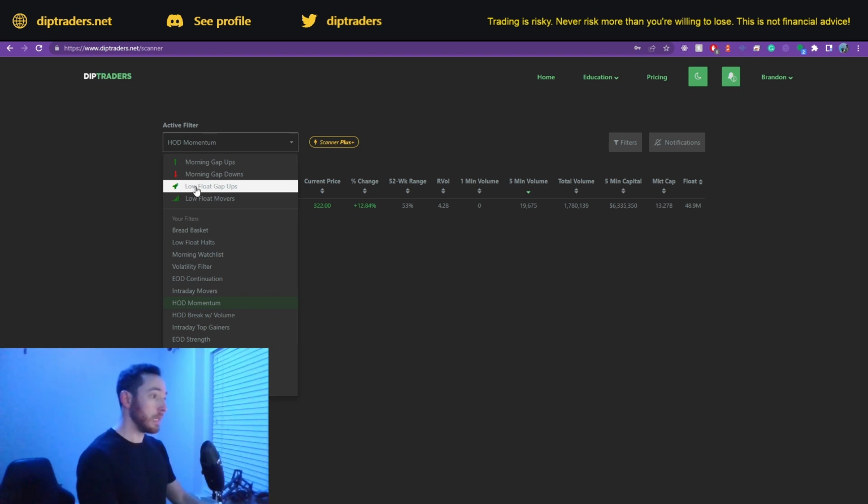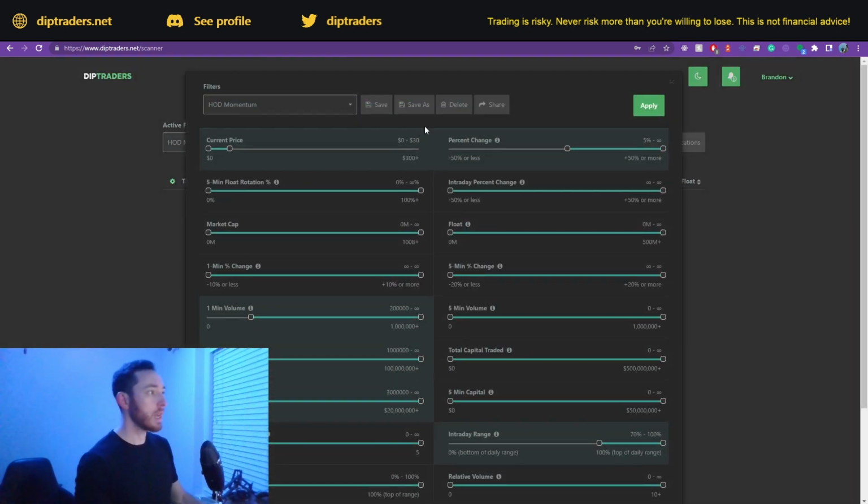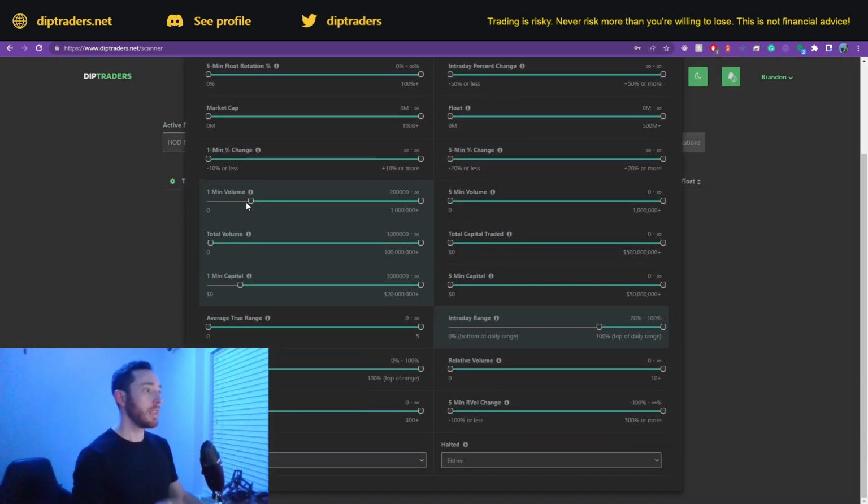Once we open, I flip over to a high of day momentum scan. And this scan is going to look at a couple of things: current price, percent change, the amount of volume traded in 1 minute, the total volume on the stock, the 1 minute capital, so the amount of capital traded in 1 minute, as well as the intraday range. I only want to see stocks that are trading in the top 30% of their daily range.